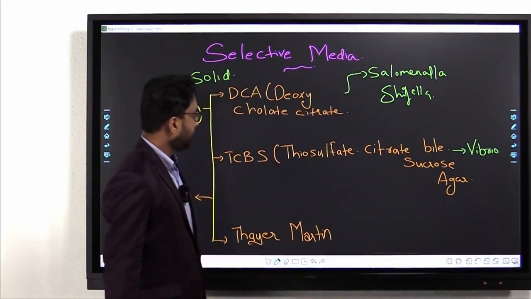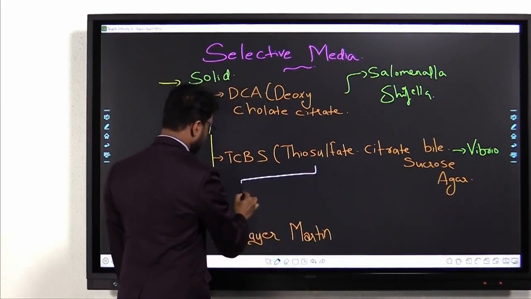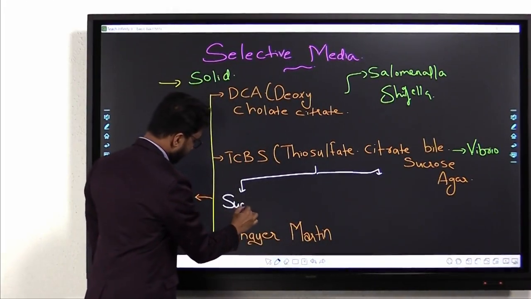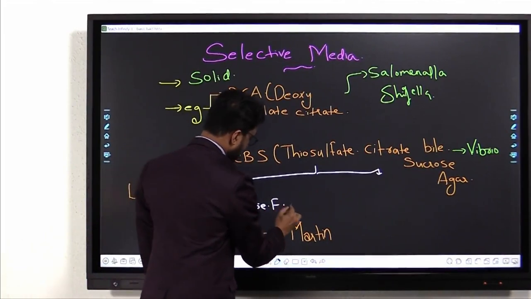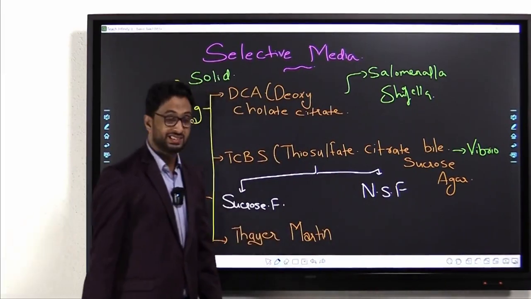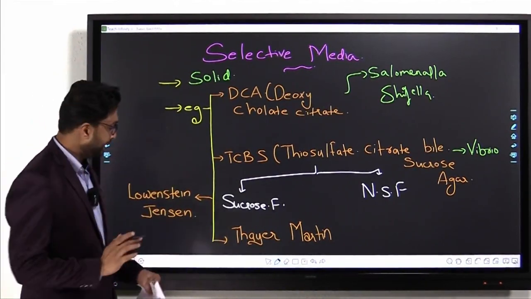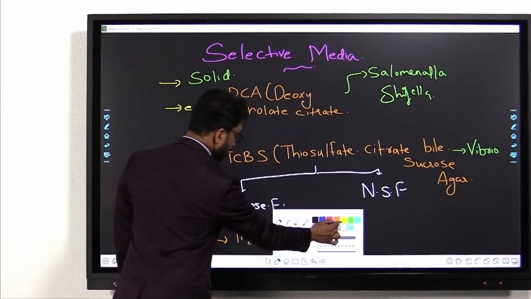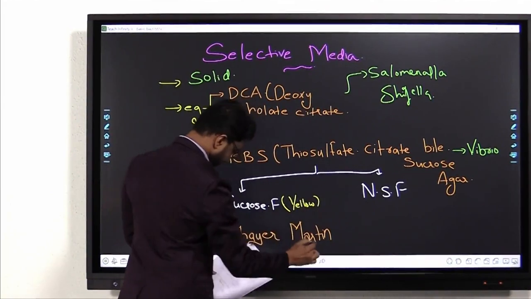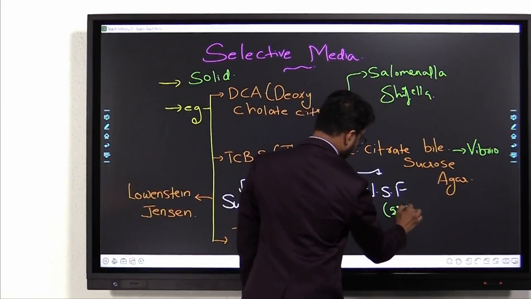Now, this TCBS agar, you don't need to learn the full form and all. TCBS agar is used to distinguish between sucrose fermenters and non-sucrose fermenters among the Vibrios. You don't need to go into detail, except this: if they ferment, they will give you a yellow color, and if they don't ferment, it will give you a green color.